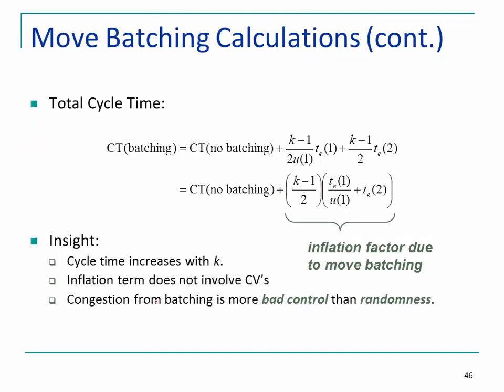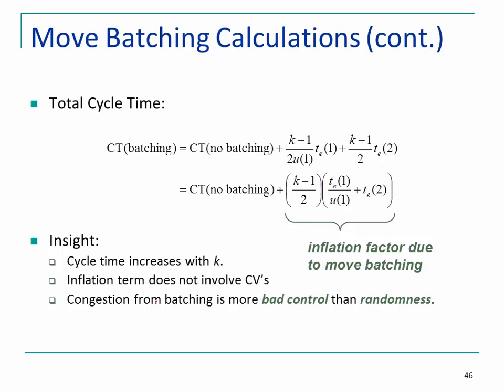So the total cycle time for the system is going to be the cycle time for not batching plus (K minus 1) divided by 2U, where U is the utilization of station 1, times T multiplied by 1 plus (K minus 1) divided by 2 times the effective time of the second station. The inflation factor due to moving those parts into a batch is basically this part of the equation.